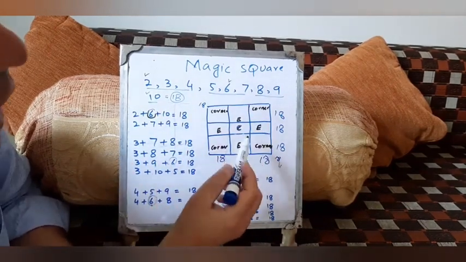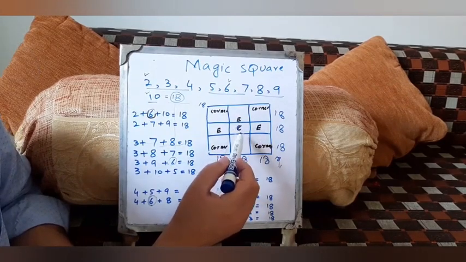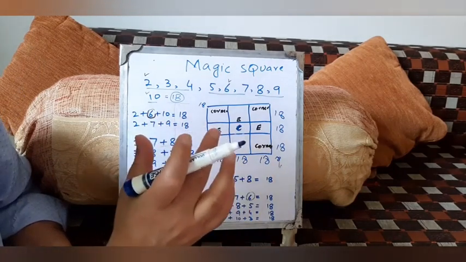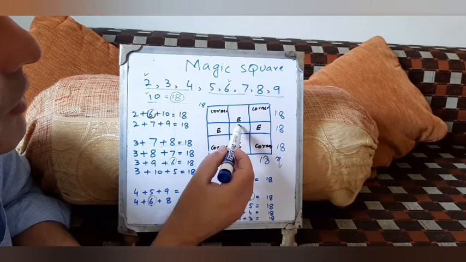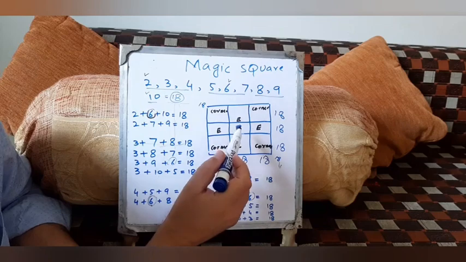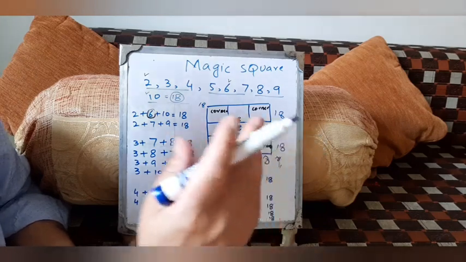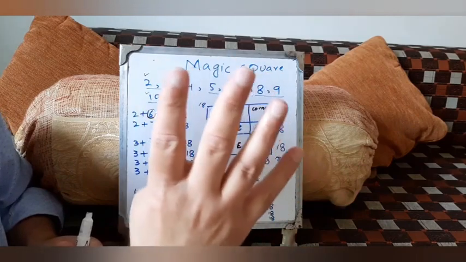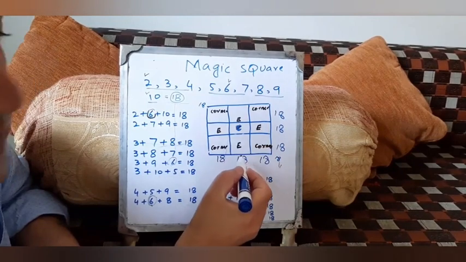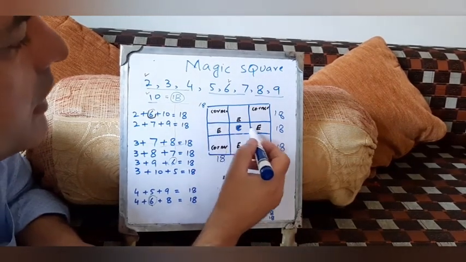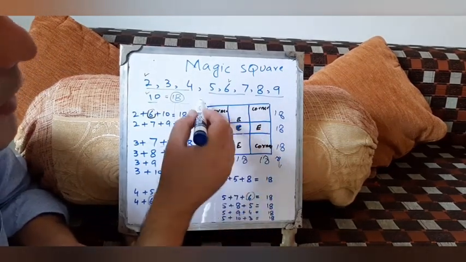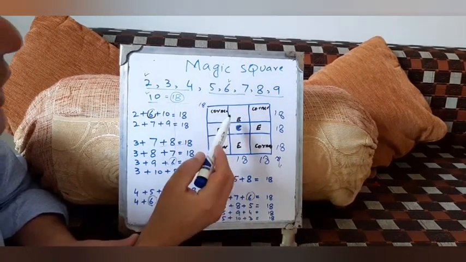You have to determine the central number, what number actually is coming here. That is the most important thing. The digit which should come here, at the center, is involved in 4 different sums. This digit is involved in this sum, it's involved in this sum, this sum and this sum. 4 different sums.